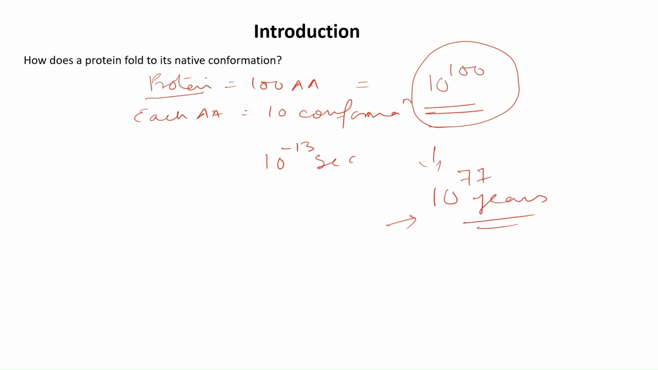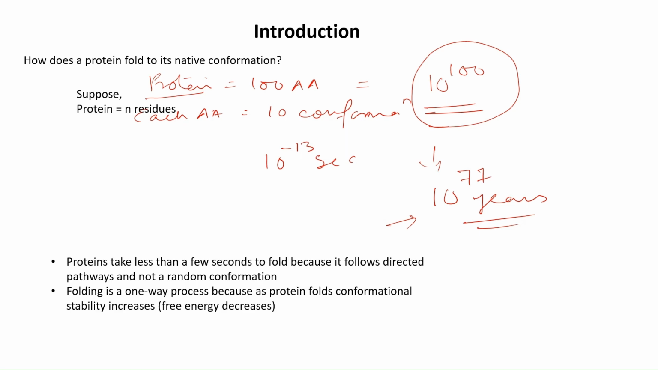So that means protein folding is a directed pathway. It is a well-designed directed pathway that leads a protein to its native conformation. So a protein takes less than a few seconds to fold. Why? Because it follows a directed pathway, not a random pathway. And this folding is a one-way process because folding increases the stability of that particular protein. So that's why the folding of a protein is a proper directed pathway.